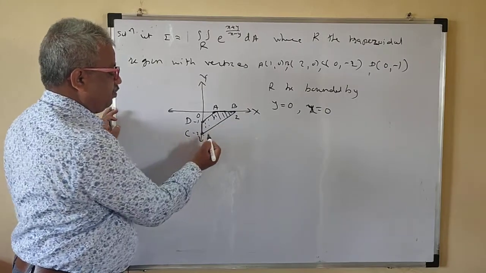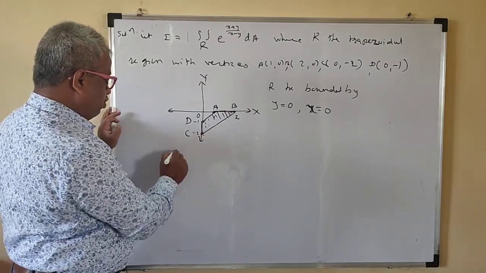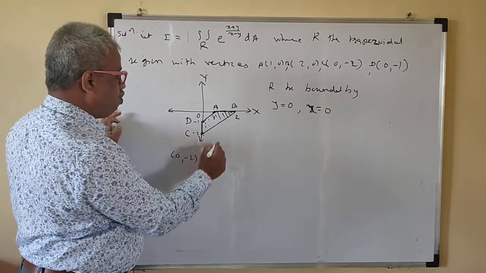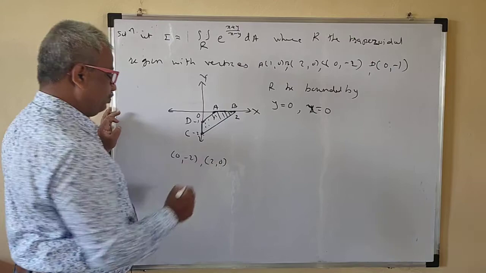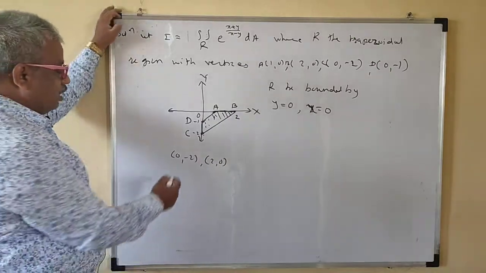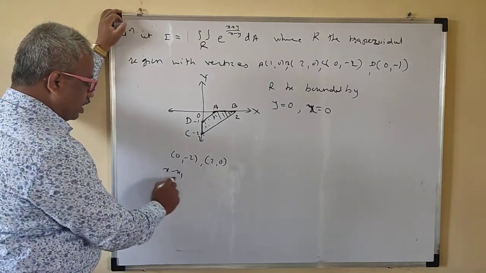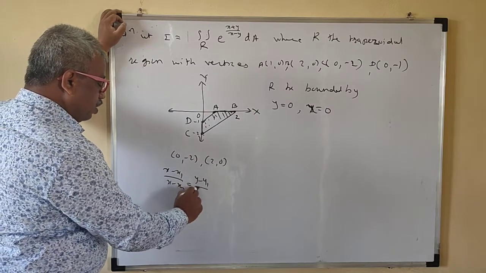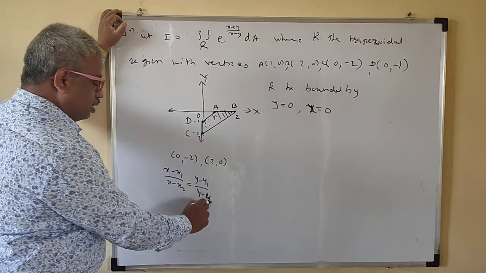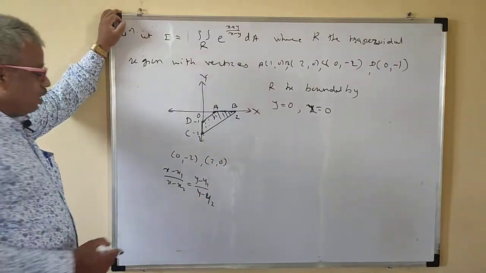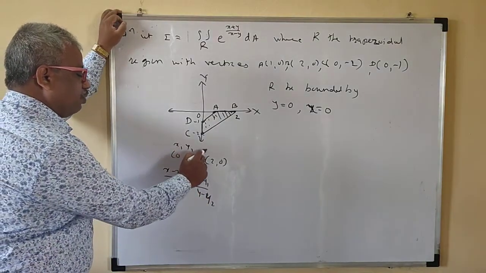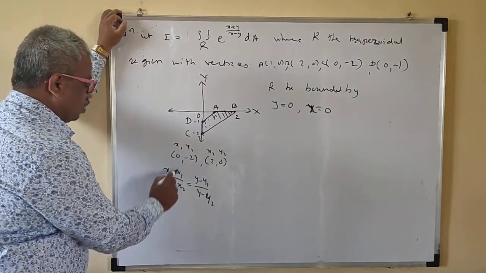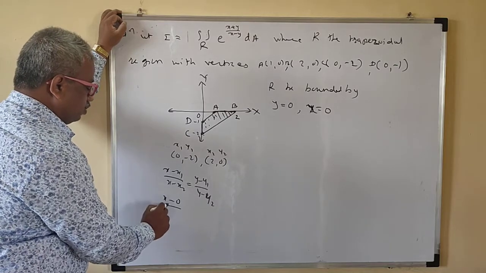Now this line is CD. We want to find the equation of this line, which passes through (0, minus 2). We use the two-point form: (x minus x1) upon (x minus x2) equals (y minus y1) upon (y minus y2). This is your x1, y1, x2, y2. So we write x minus x1, which is 0.